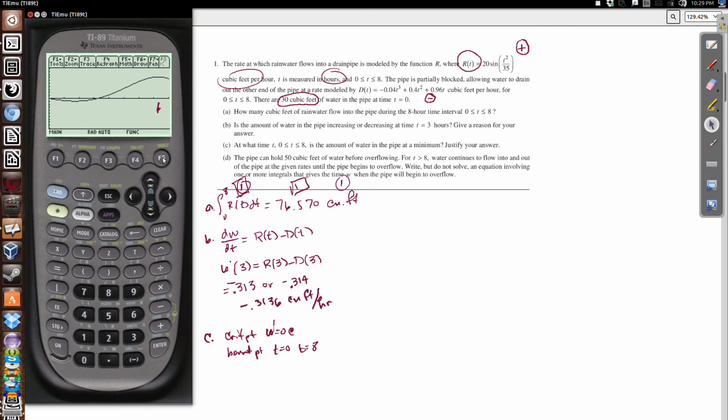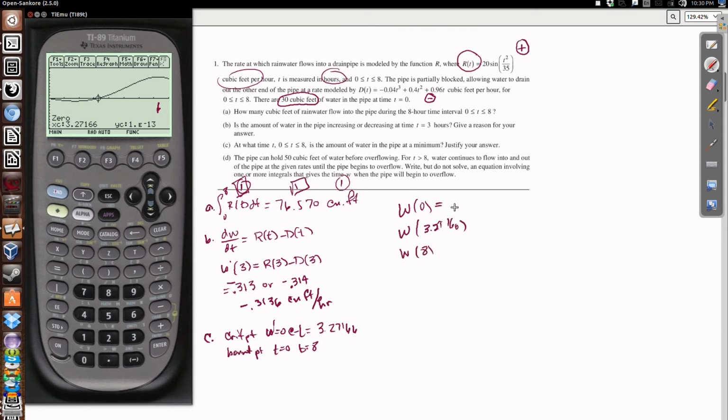So I'm going to go ahead and press F5 and find the intersection somewhere between 3 and 4. And I'll end up getting that exact same 3.27166. So this is going to happen at t equals 3.27166. So what I need to do is figure out the volume of water at 0, the volume of water at 3.27166, and the volume of water at 8.